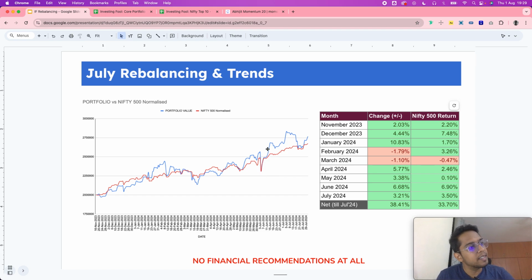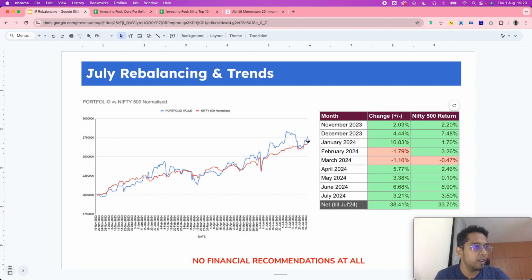Then again we created some alpha, and it was going good till almost mid of July, when the apprehensions around the budget started. And everywhere there was fear going on, right? So there we again lost it. We came pretty close to actually going below the index. We somehow managed above it, and then again we have started creating some alpha, right?